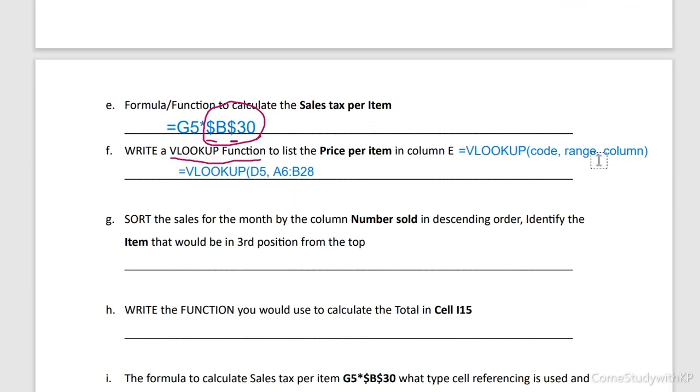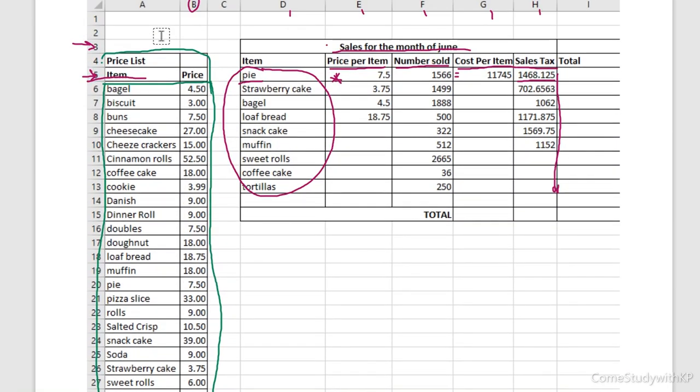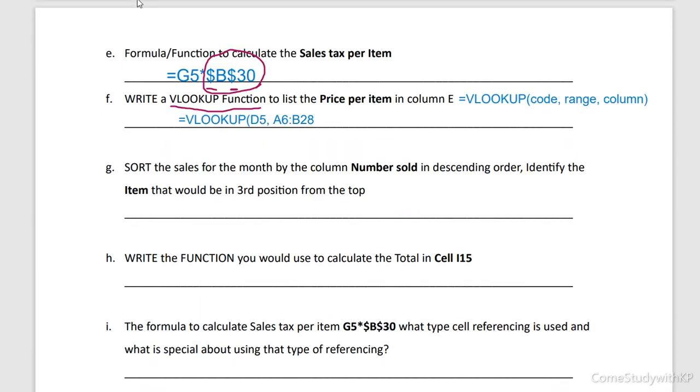What next do we need? We need to know which column we are checking. Which column do we want the value from? We want the price, so we will look at the second column. There are two columns in the listing, one and 2, but we want the value that is in the price column, which would be column 2. So we put that in, 2.